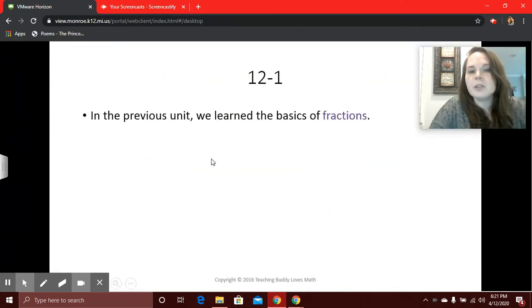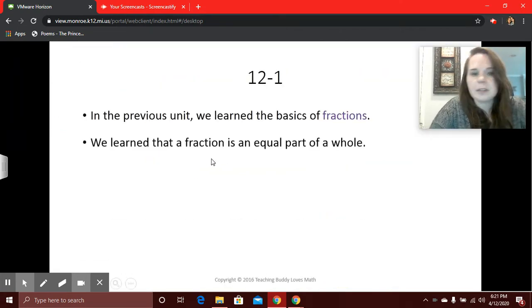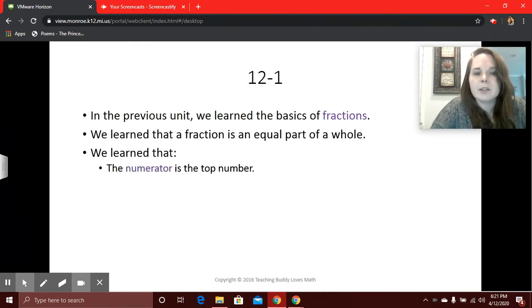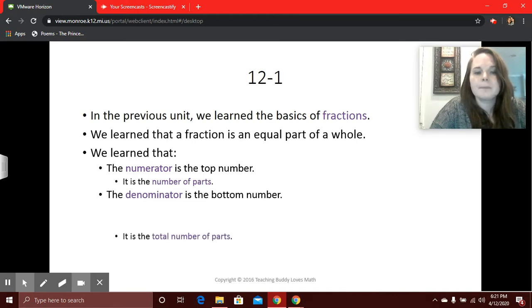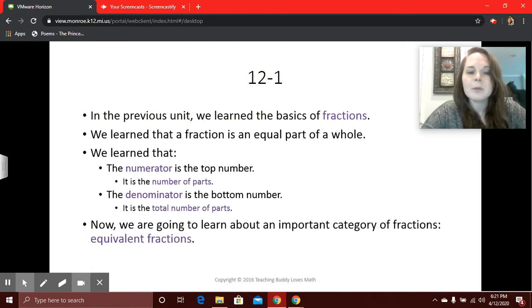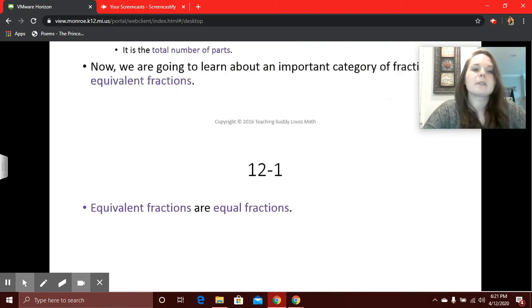So in the previous unit, we learned the basics of fractions. We learned that a fraction is an equal part of a whole. We learned that the numerator is the top number. It's the number of parts that are usually shaded in. The denominator is the bottom number, and it's usually the total number of parts that your model is broken up into. Now we're going to learn about an important category of fractions called equivalent fractions.